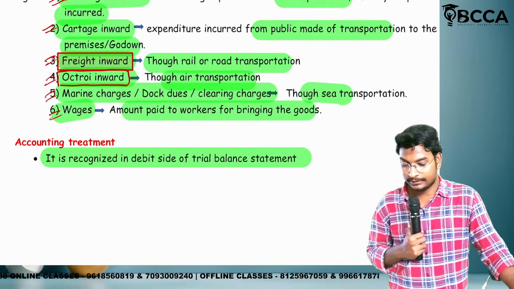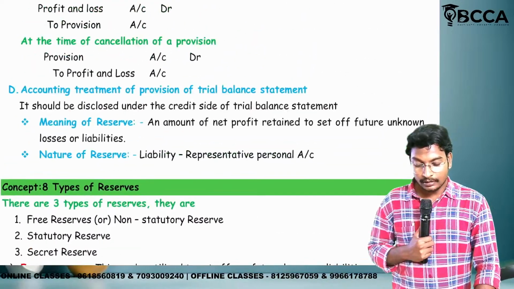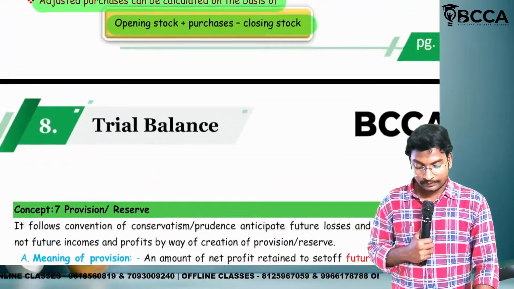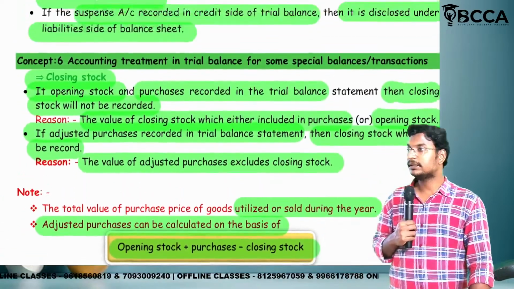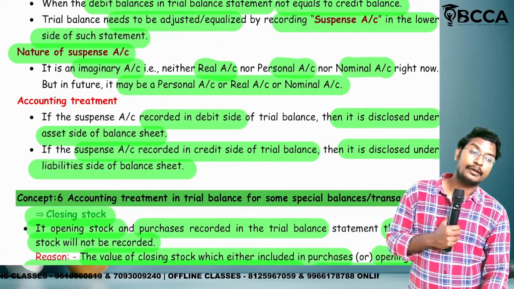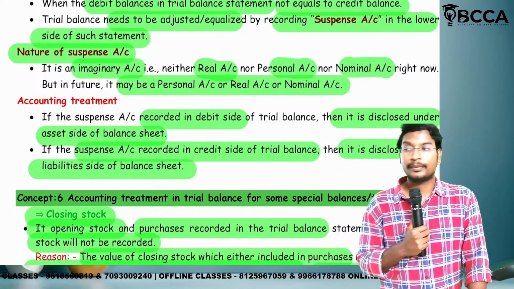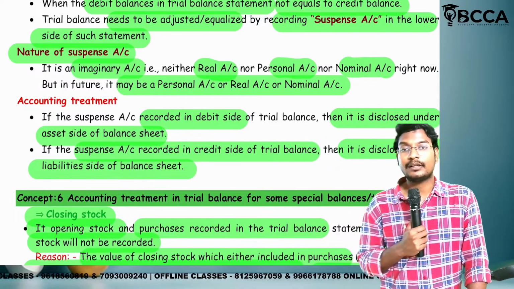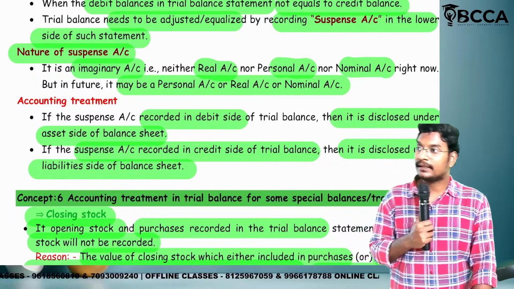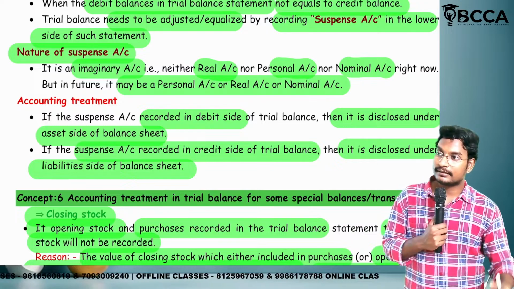That's all. So totally we have discussed 3 adjustments. What are the 3 adjustments? First one, closing stock. Closing stock should be recorded in the trial balance when we have recorded the adjusted purchase. It should not be recorded when we have recorded the opening stock and purchase. Provision always has a credit balance. For provision and reserve, we have which balance? Credit balance. The meaning of provision and reserve I will discuss in a separate topic.